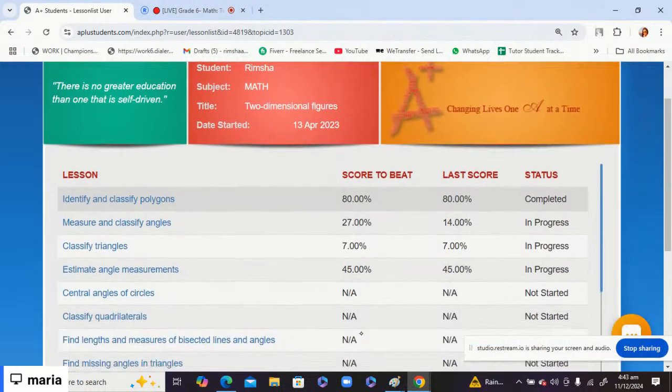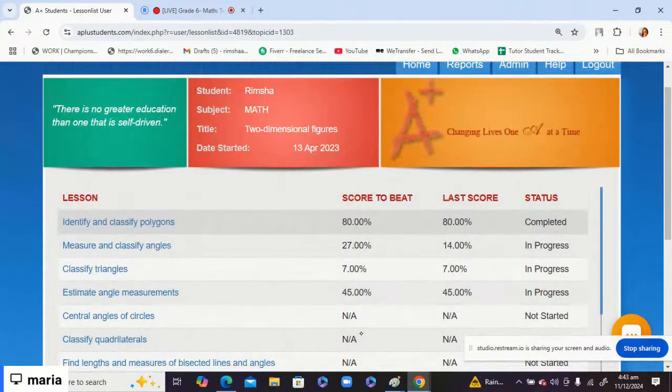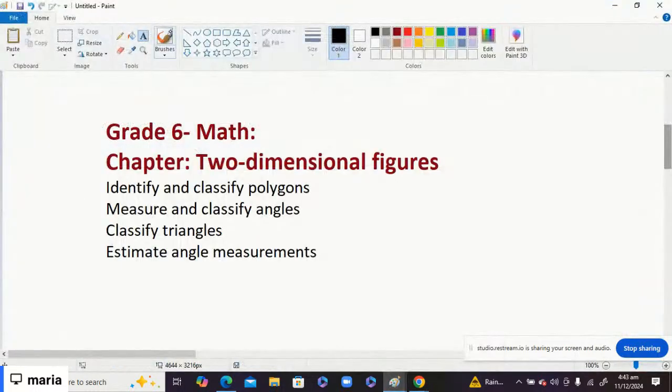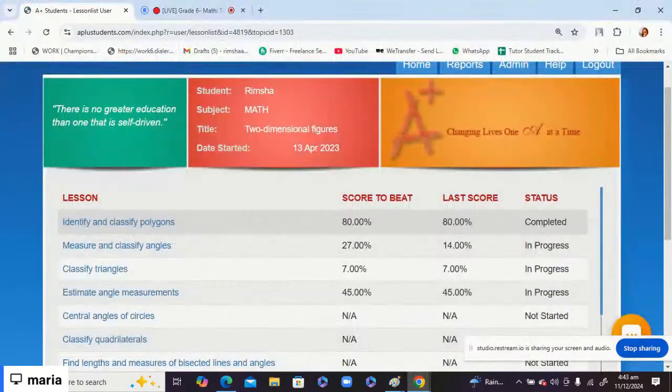So here today we discussed grade 6 maths. The chapter we discussed today is two-dimensional figures. Okay. Here is the name of the chapter. This is two-dimensional figures, and here are the four lessons we covered today. Identify and classify the polygons, measure and classify the angles, classify the triangles, and now estimate the angle measurements. Hope you guys practice all these lessons before starting the next class.